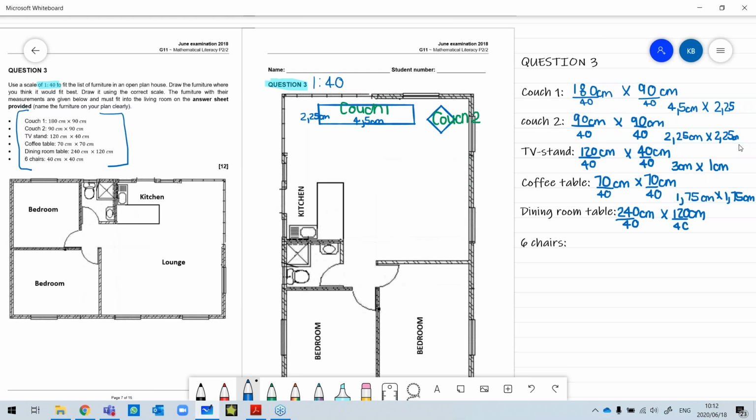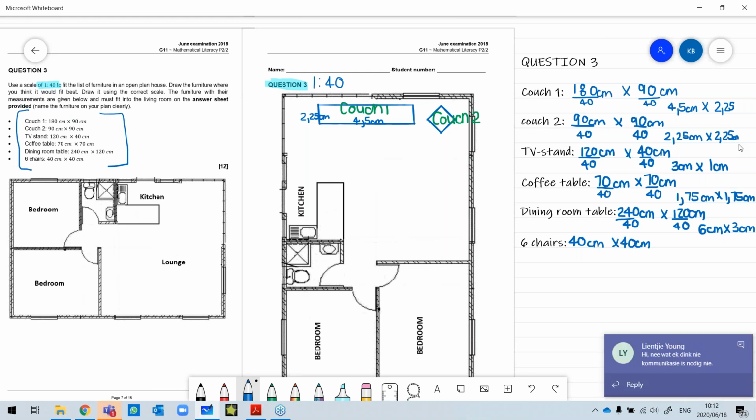Okay, the dining room table has dimensions of 240 by 120 centimeters, and once again divide by the scale factor. It's quite tedious doing the same thing over and over again, but hopefully after this question you are never ever going to forget how to do this. Okay, and then lastly our chairs, which are 40 centimeters by 40 centimeters, divide by 40, gives us 1 centimeter by 1 centimeter. There we go.